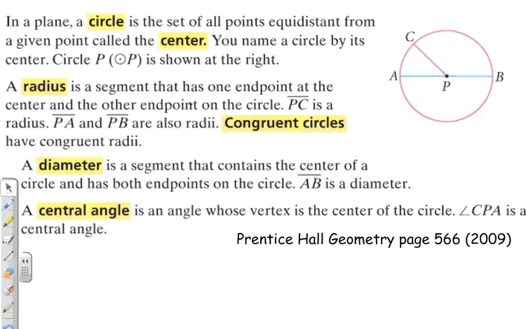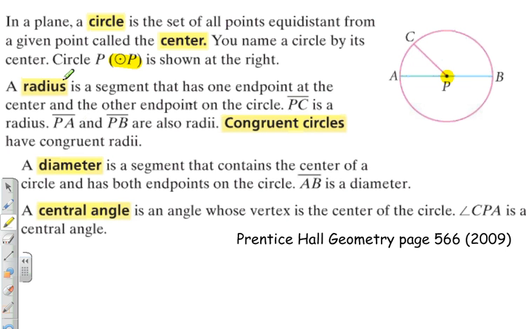In a plane, a circle is the set of all points equidistant from a given point called the center. You may name a circle by its center. Circle P is shown at the right. Let me show you this notation here. Circle P, you might want to highlight or underline that. That would be a red circle P. It is a little circle with a dot in the middle. Here we have circle P. It has the center P.